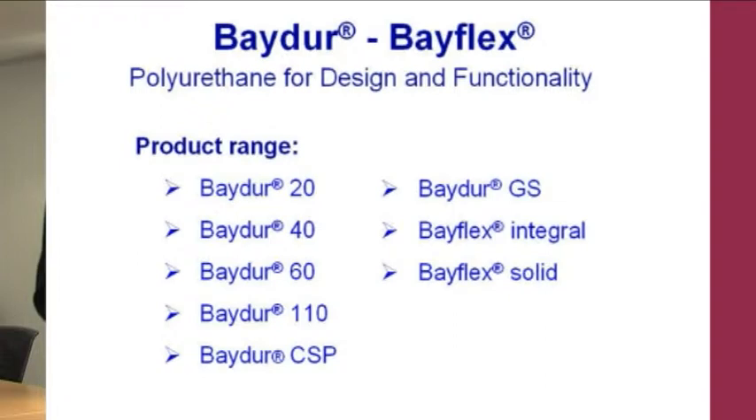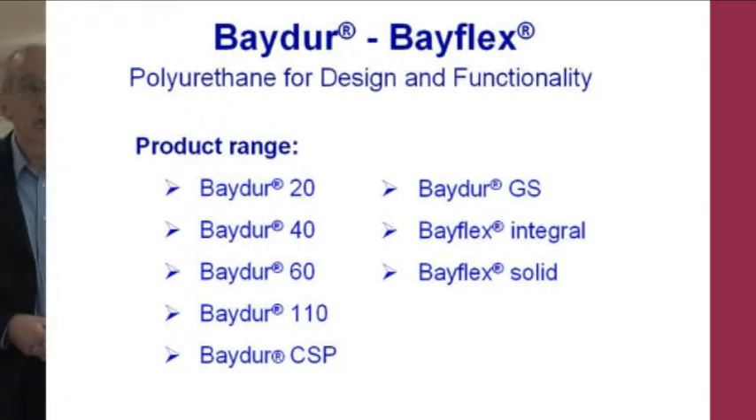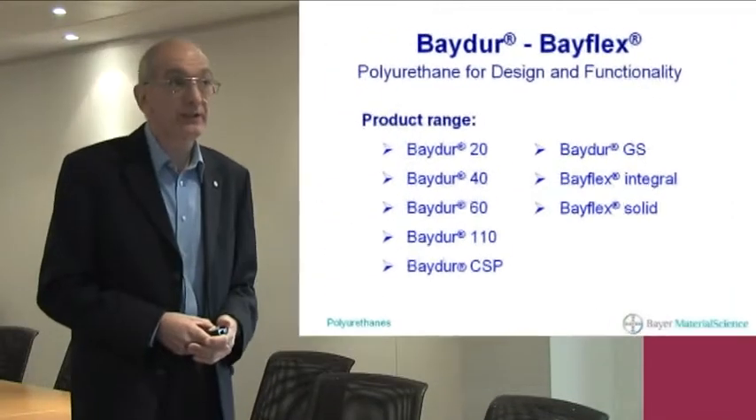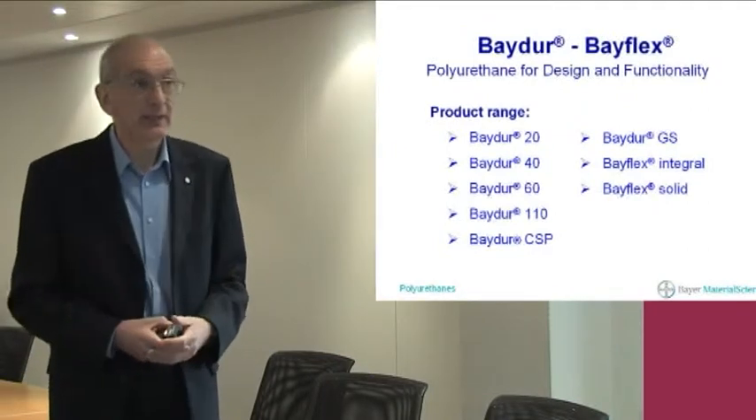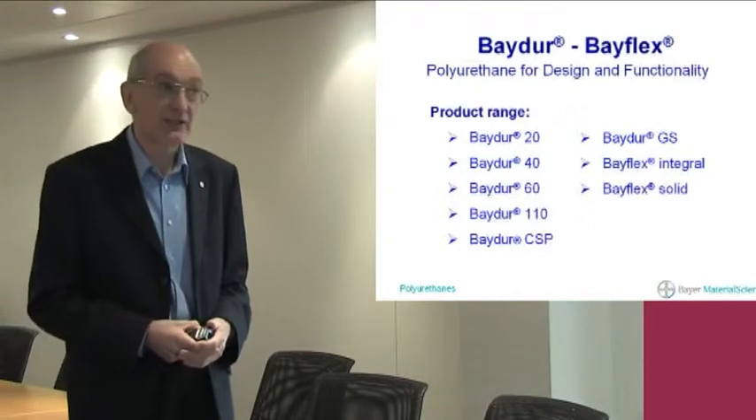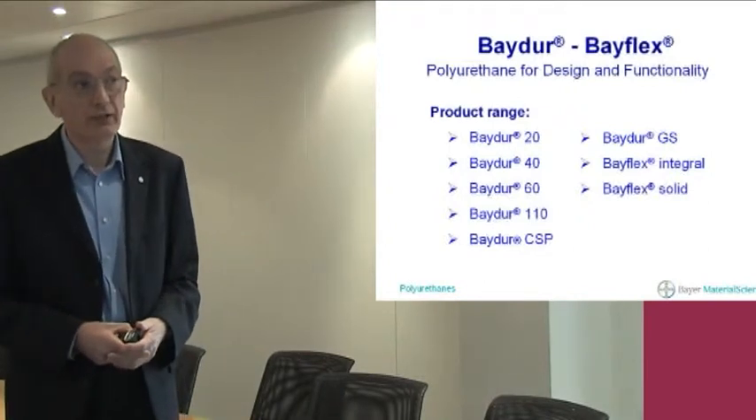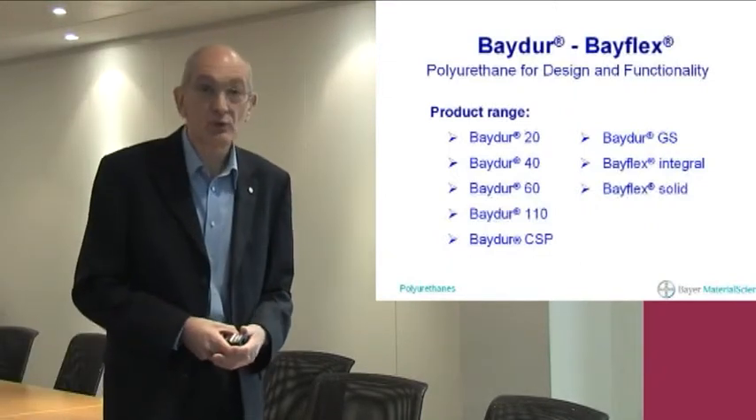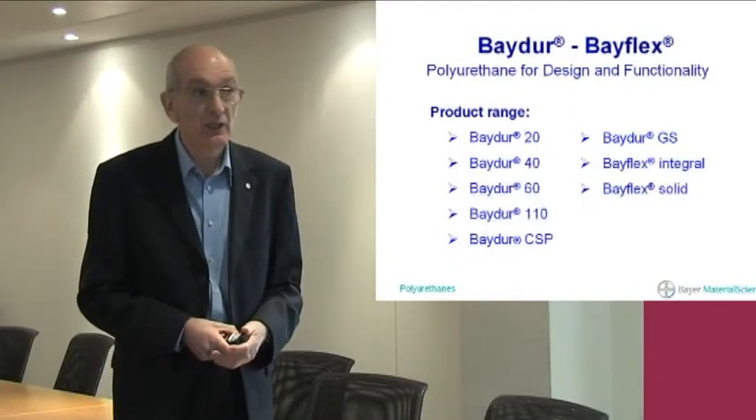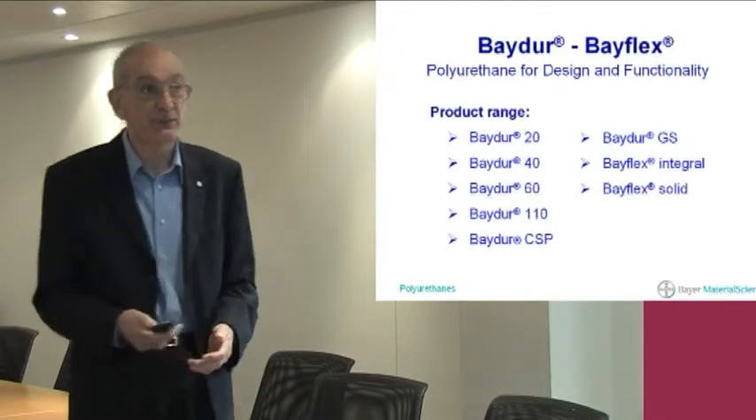Now the product range is shown here. For the grades with a number, the number refers to the overall density of the material, and we have to multiply it by 10. So for example, 20 times 10 is 200, which means 200 kilograms per cubic meter. And Baydur 110 is 1,100 kilograms per cubic meter, which is effectively fully dense material.